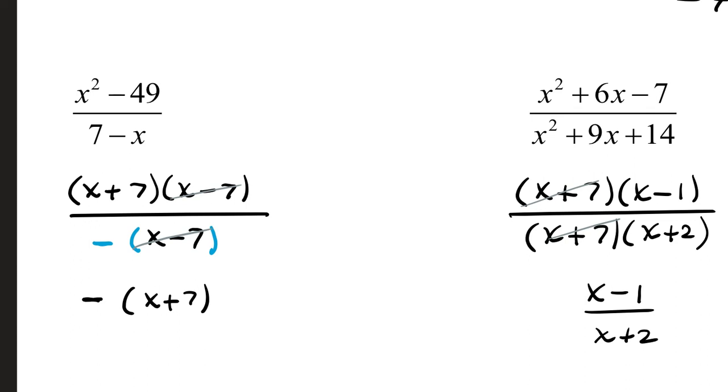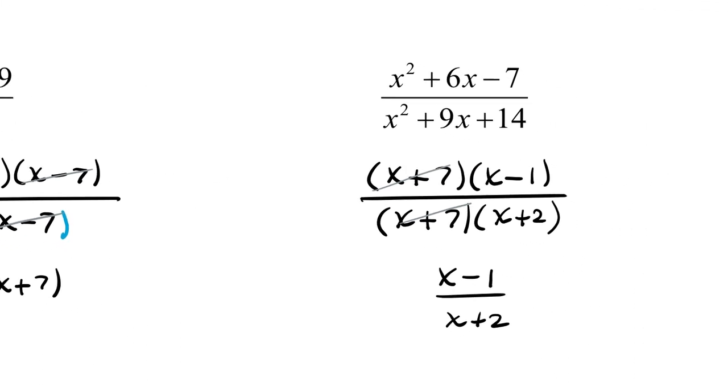The denominator is real close to canceling with x minus 7. So let's turn it around. Remember, if you turn around subtraction, compensate with a negative. Now you can cancel your x minus 7's, and that leaves negative x plus 7.